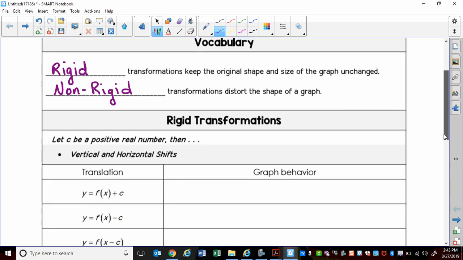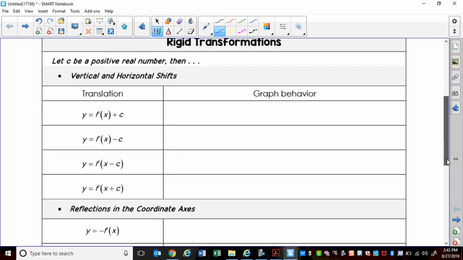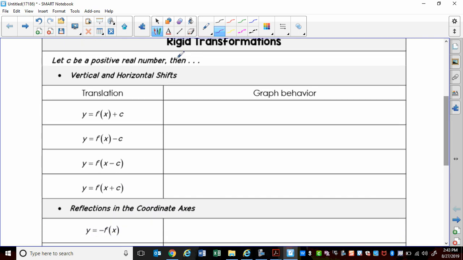So if it's a rigid transformation, let c be a positive number. If we have our original function plus c, then we're going to go up c units. If we have our original function minus c, it's the same thing. We're going to go down c units.